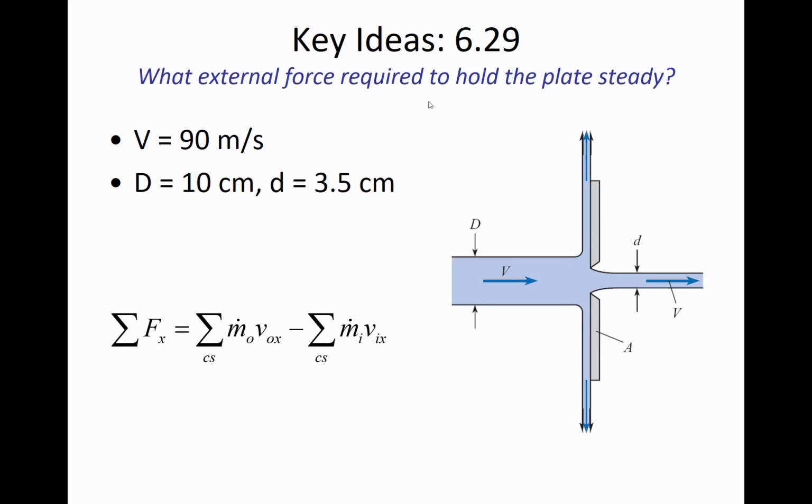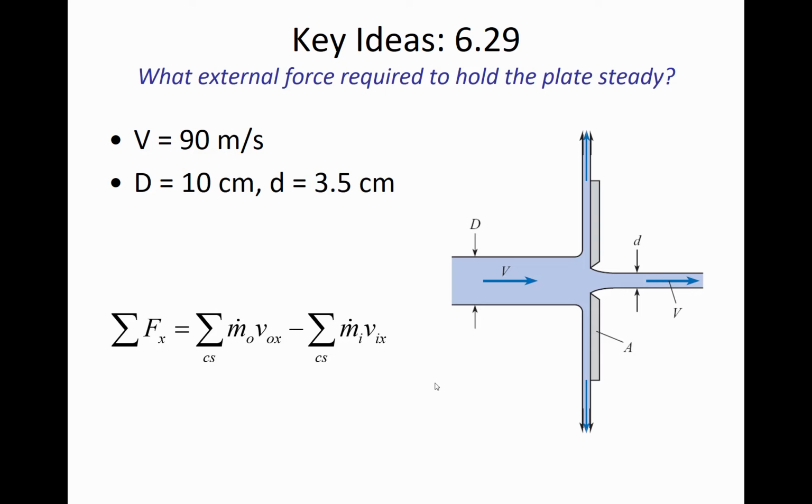And so what we're going to assume is that these jets going vertical, that an equal amount goes up and down, and so that those forces cancel each other out. It's just forces in the x direction that you're going to have to find to hold the plate steady. And the velocity stays the same. So the magnitude of the velocity here, this V is 90 meters per second, and it's still 90 meters per second. That portion which makes it through the opening is still going 90 meters per second.